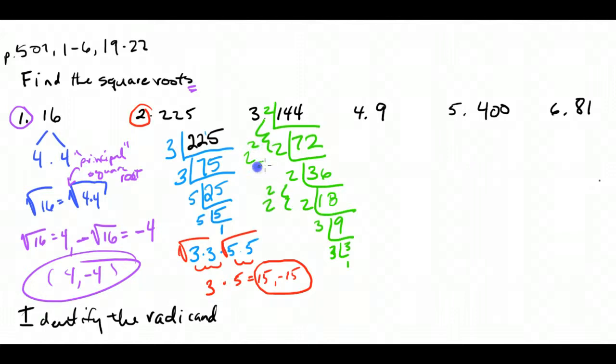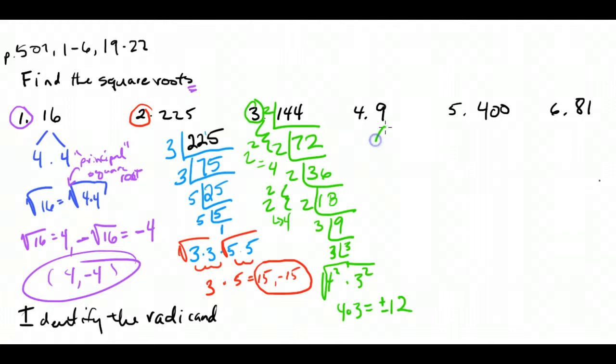Well, 2 squared is 4, so that implies 4. So really, 144 is 4 squared times 3 squared. And if I take the square root of that, the square root of 4 squared is 4, the square root of 3 squared is 3, so it'll be plus or minus 12 for the square root of 144.